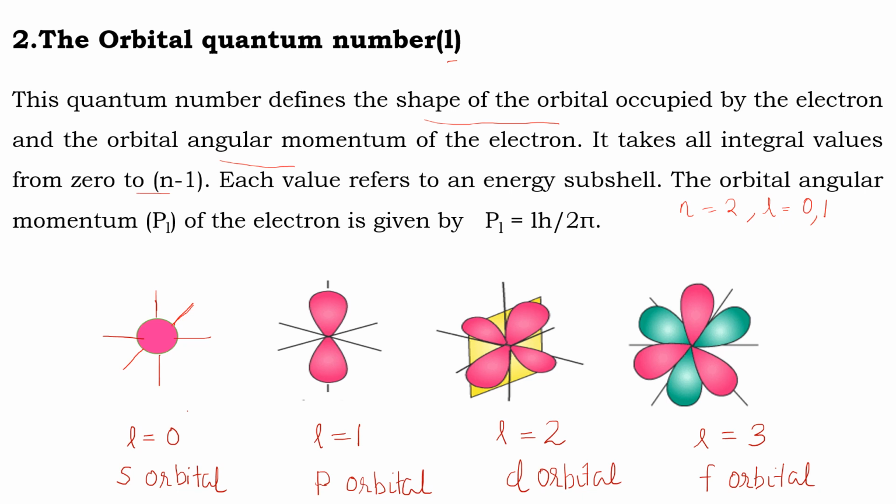This orbital quantum number L refers to an energy subshell. If L is equal to 0, that orbital is called an s orbital. If L is equal to 1, it is called a p orbital. If L is equal to 2, it is called a d orbital. If L is equal to 3, it is called an f orbital. The orbital angular momentum of the electron is given by Lh divided by 2 pi.